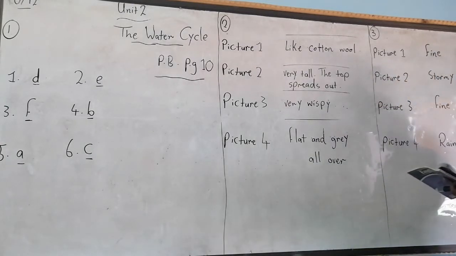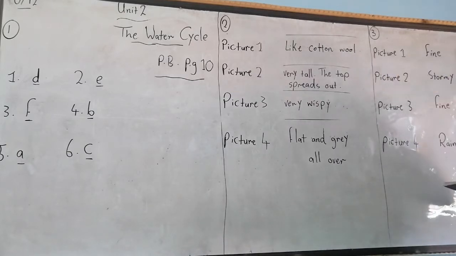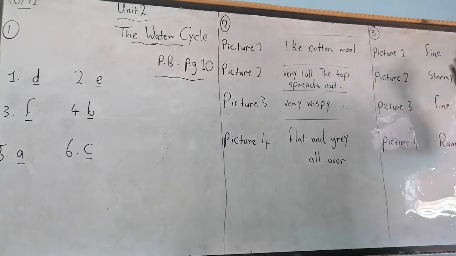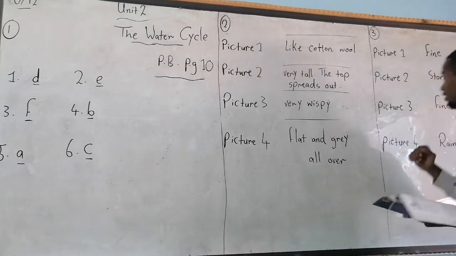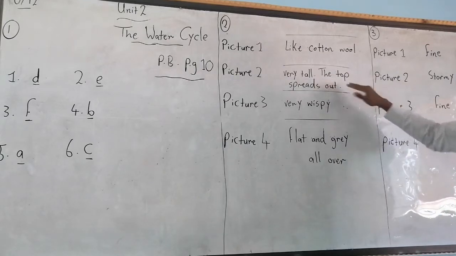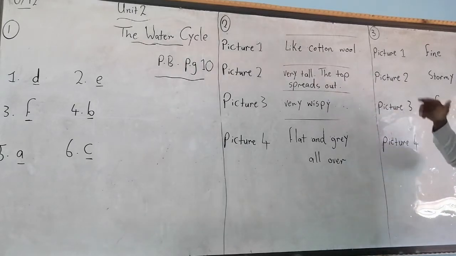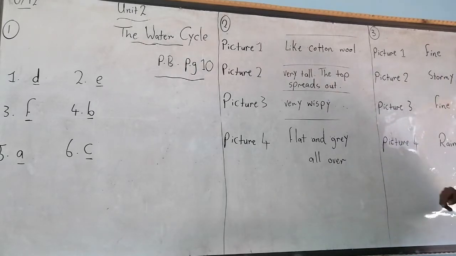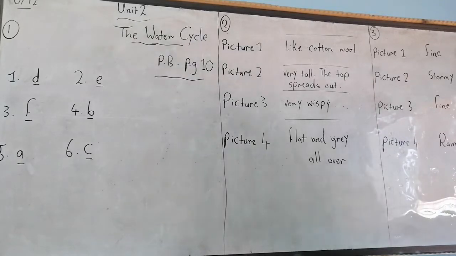Picture 1, the one that looks like cotton wool, usually means that the weather will be fine. You'll find it like this in the language book. Picture 2, they're very tall, the top spreads out. That means these are storm clouds, right? Storm clouds.